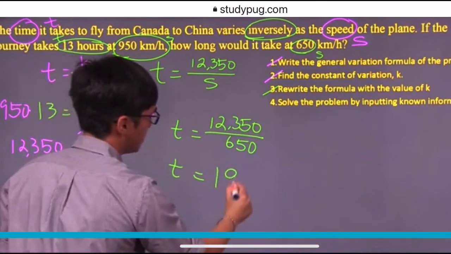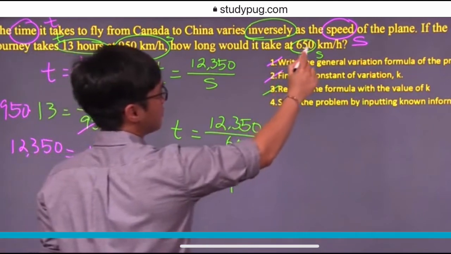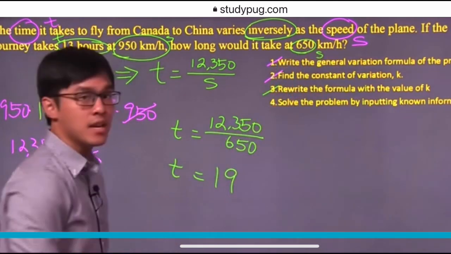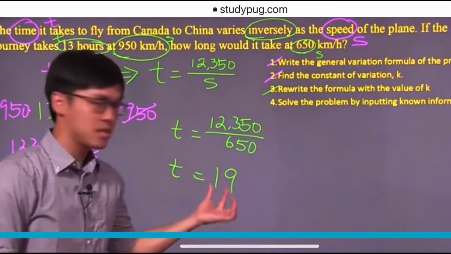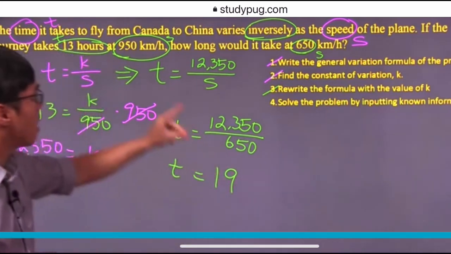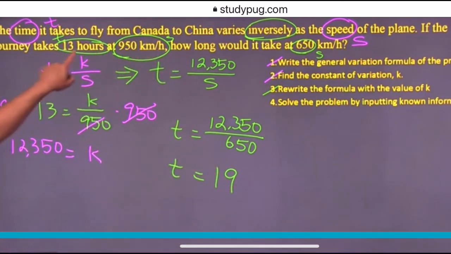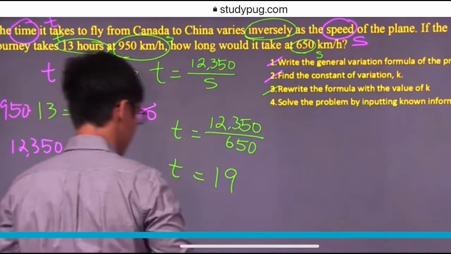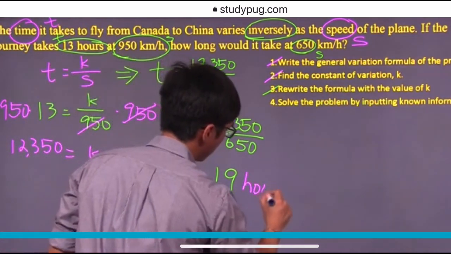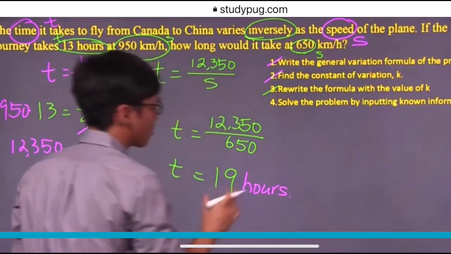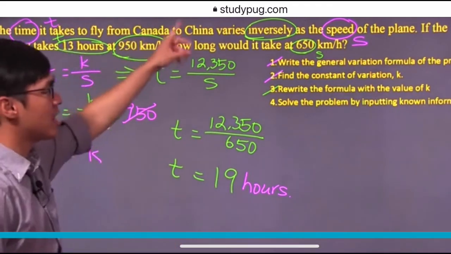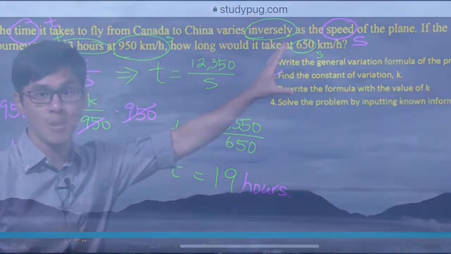So at 650 kilometers per hour, the time it takes would be 19. Unit is what? It is hours. So don't forget the units. In the word problem, there's always a unit. So it will take 19 hours to fly from Canada to China at the speed of 650 kilometers per hour.